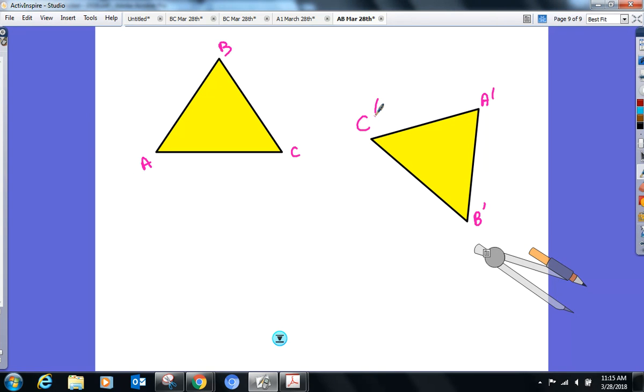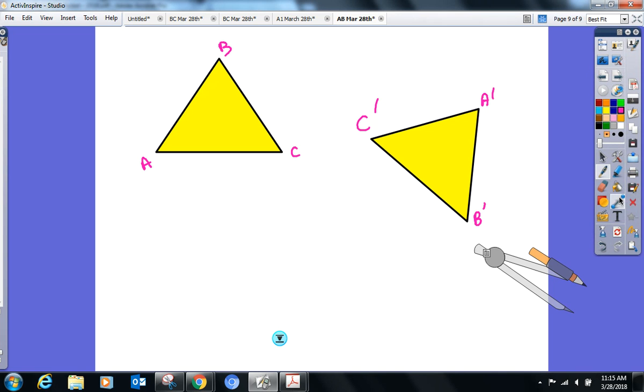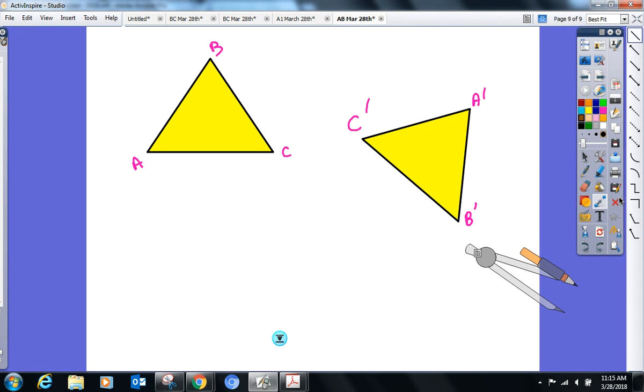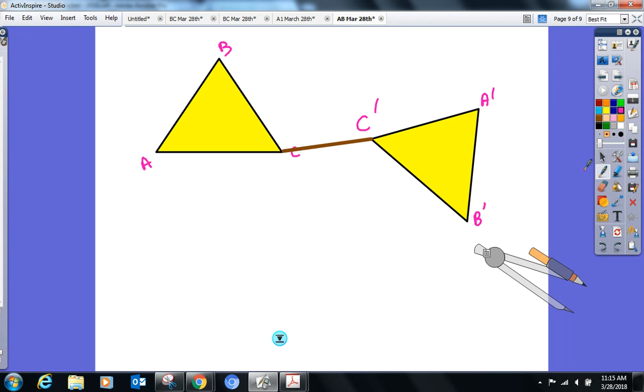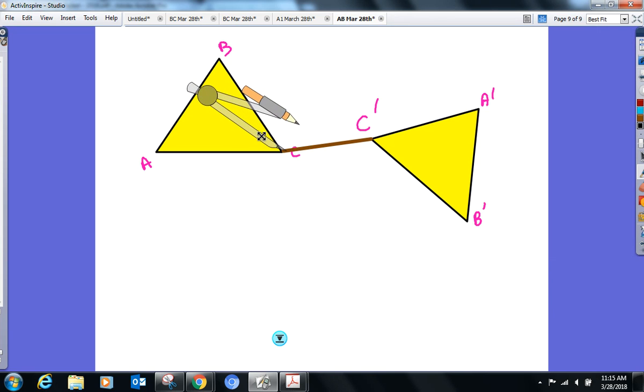Okay, finding the point where I rotated it around. First step, you connect 2 of the corresponding vertices. So C, C prime, B, B prime, A prime, doesn't matter. Connect a pair of corresponding vertices, then do the perpendicular bisector for that one. Open it up, draw your perpendicular bisector in.